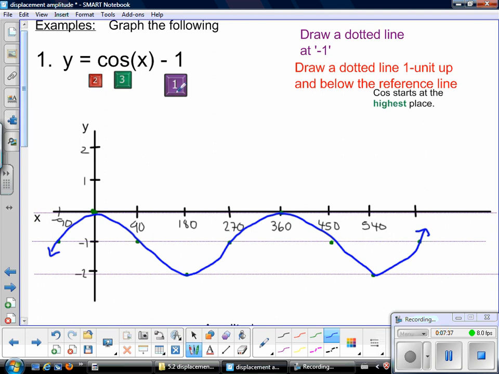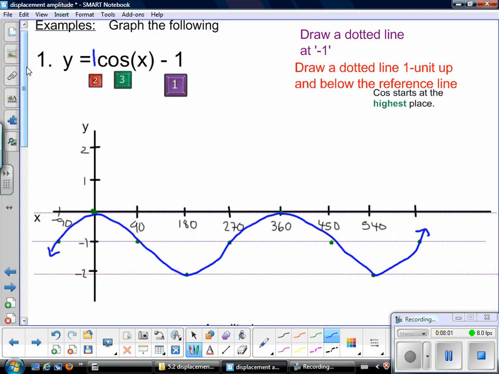Okay, so I start by looking at the equation, put a dotted line there, that becomes the middle of my graph. I look in front to see what I have. In this case it's 1, so I put a dotted line 1 above and 1 below my baseline or reference line. I check to see whether I have cosine or sine. Cosine starts in the highest spot, so that's where I start, and then I treat it like a ping pong ball.